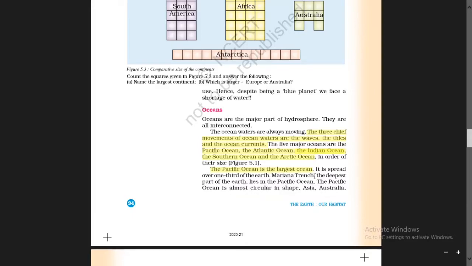Mariana Trench, the deepest part of the earth. Mark this one also, which is the deepest part of the earth. If it asks, you have to say Mariana Trench. And where does it lie? It lies in the Pacific Ocean.